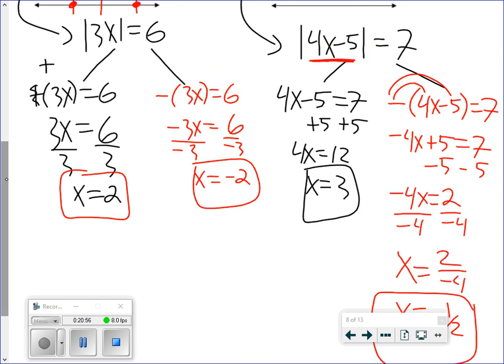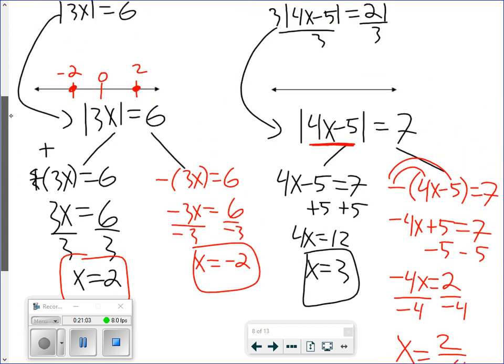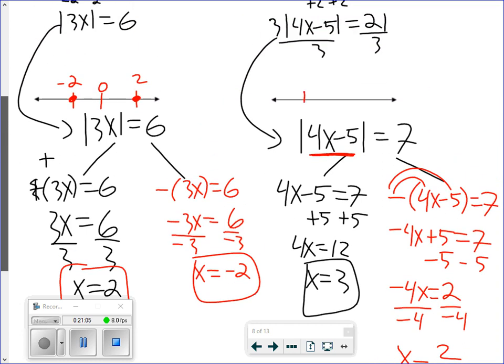And again, they do want us to graph it on a number line, so we go ahead and do that. Negative 2 and 3. I'm sorry, negative 1/2 and 3. So let's say it's negative 1/2. That'll be right there. Our 0 will be somewhere right there, and our 3 will be way out here. But our only solutions are negative 1/2 and positive 3.